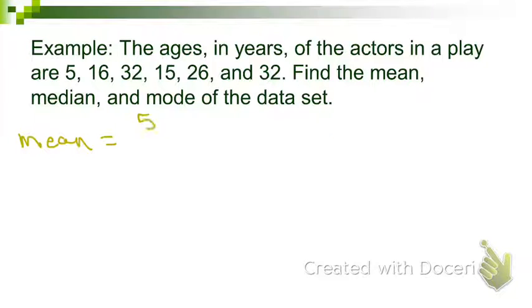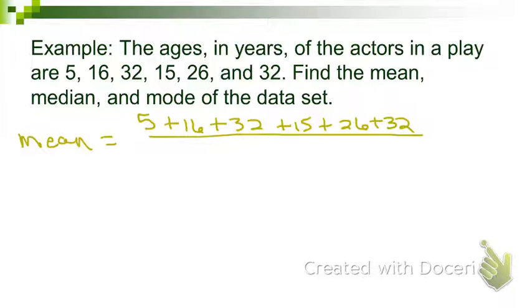we're going to add up all the numbers. So 5 plus 16 plus 32 plus 15 plus 26 plus 32. Even though we have two 32s, we still add it twice. And then you divide by how many you have. So I have 1, 2, 3, 4, 5, 6, making sure that I actually have 6 numbers in the numerator there. And you are allowed to use a calculator for this. So if you add 5 plus 16 plus 32 plus 15 plus 26 plus 32, and then divide by 6, you should get 21.